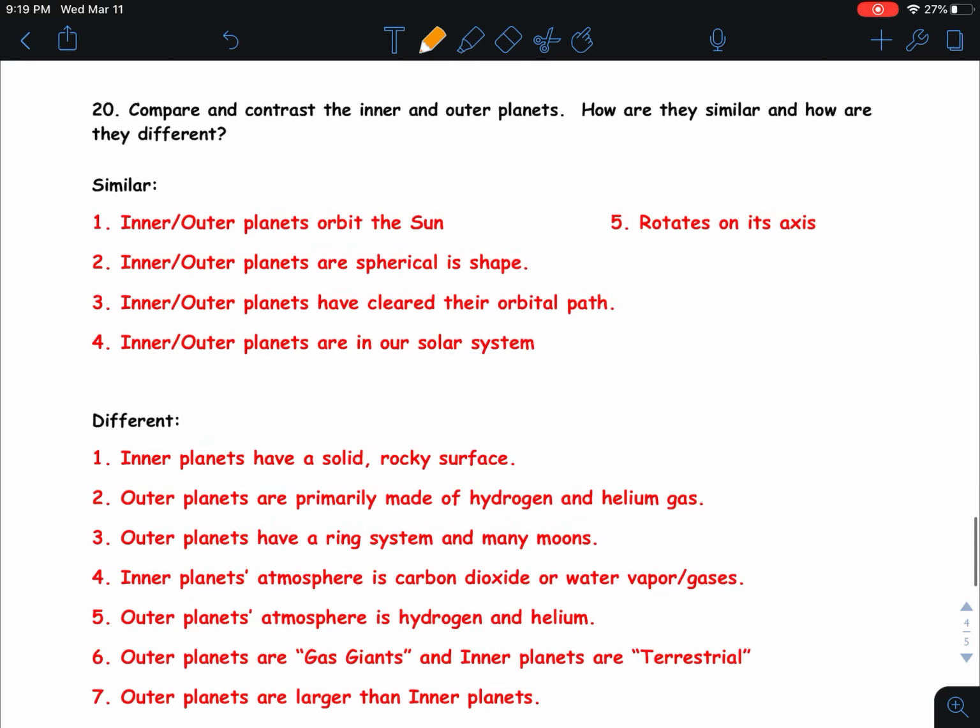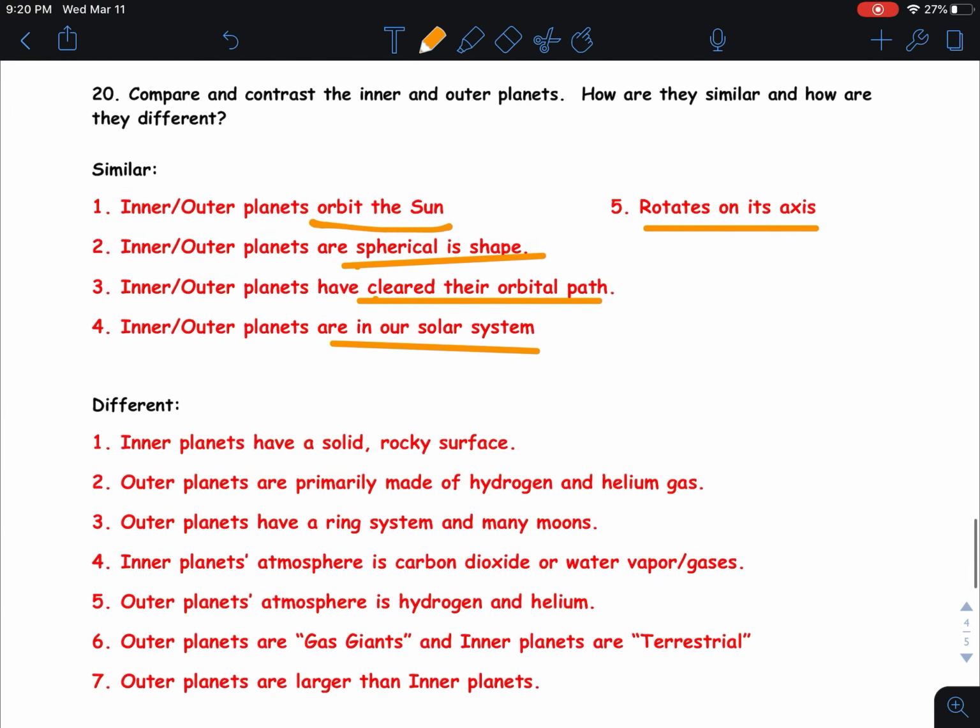Compare and contrast the inner and outer planets. How are they similar and how are they different? So how are they the same? Well, they all orbit the sun. They are all spherical in shape. They have to be to be considered a planet. They have all cleared their orbital path. They are all in our solar system. They all rotate on their axis. They all have greater mass than everything around them. That's how they are similar.